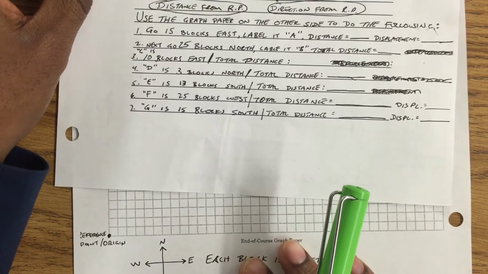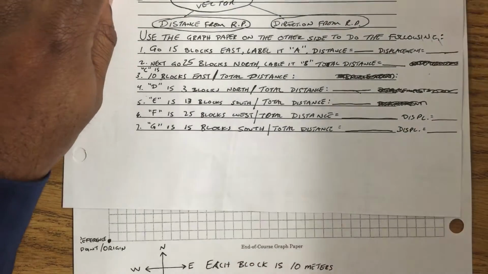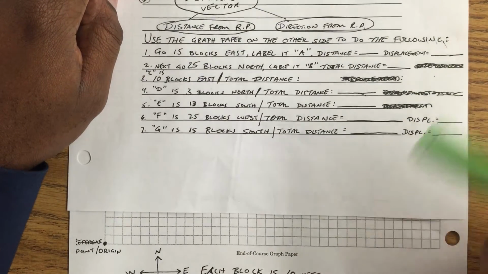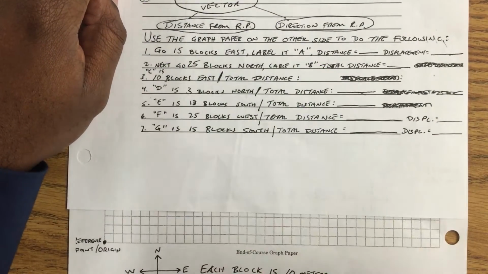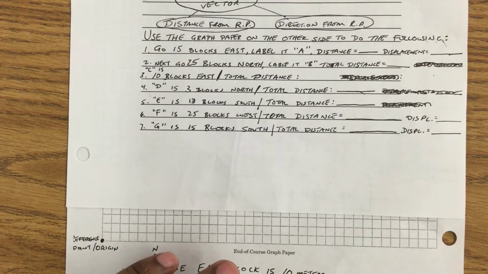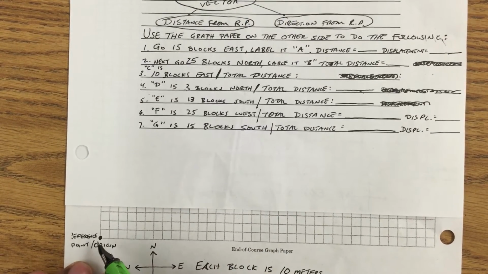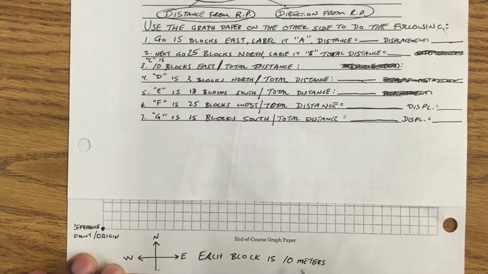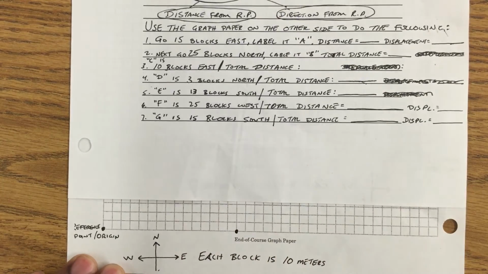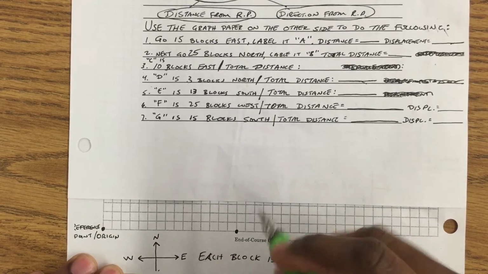Okay, you can see down here I put a reference point, which is our origin. All right, and then it says use them to do the following. So it says go 15 blocks east and label it A. Okay, and then it wants to know the distance and the displacement if you do that. So here's our origin, and it says also that each one of these blocks down here is 10 meters. So if we count over 1, 2, 3, 4, 5, we get to 15, we'll end up right here. And so you get over to 15 and you label it A.